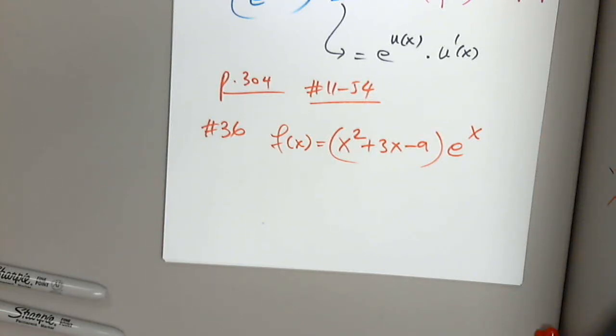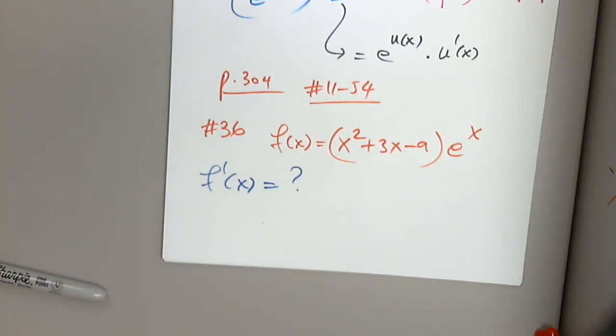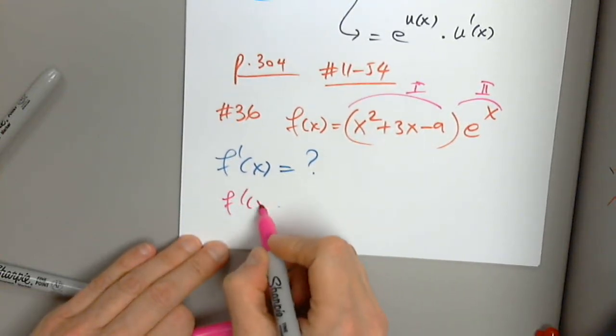We want to find f prime, of course. Find f prime. What do we have to use? We have to use the product rule. Very good. It's a product of two functions. Function 1 times function 2. Awesome. Thank you. So this is 1. This is 2. So then f prime of x.